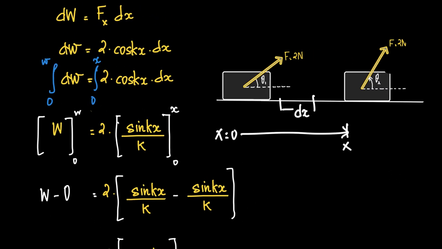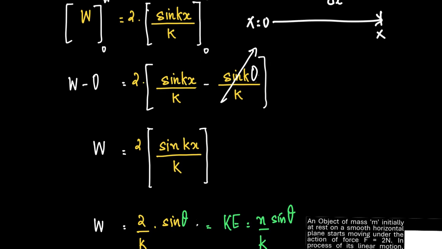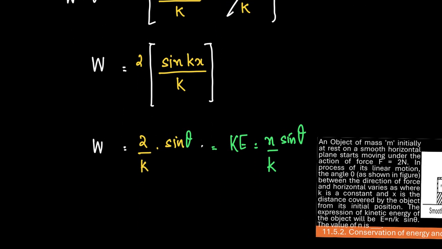In which case we can say the integral of dW is W, and the integral of cos kx is sin kx by k, right? k is a constant. Now applying limits, upper limit sin kx at x minus sin kx at 0, which is sin k into, instead of x here, we have 0. Now what is sin 0? Sin 0 is 0, which means this term will get eliminated, and then we only have one term. W minus 0 is W, sin kx by k into 2. So now we have W is equal to 2 by k into sin kx.